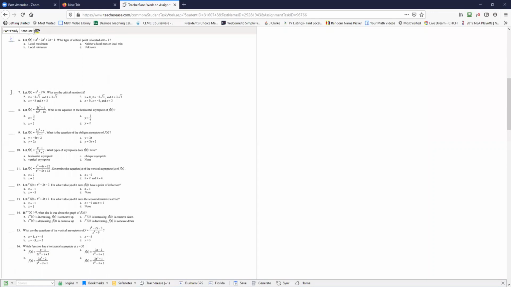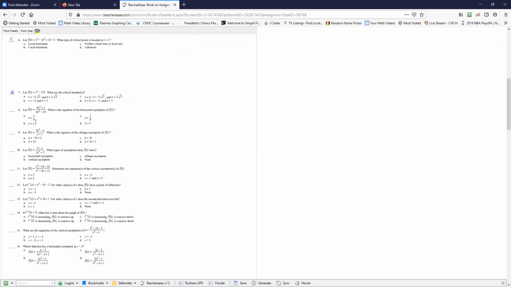Okay, number 7. We just turn the page here. What are the critical numbers? I'm just going to work through this one without having to ask everybody to chime in, because we've done something like this before. I'm going to find that derivative, and that derivative works out to 3x squared minus 27. I'm going to set that equal to 0. So I'm getting x squared equals 9. And therefore, I have to find the square root of 9, so that would be plus and minus 3. So that one would be B.